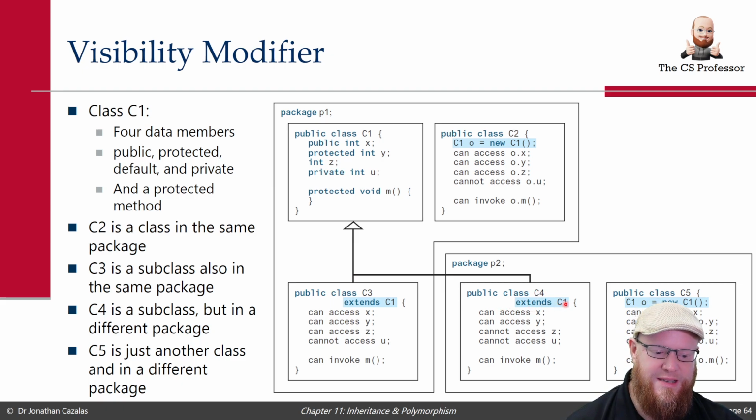Class C4, we're extending C1. We can access X because X is public. Even though we're in a different package, it doesn't matter, it's public. Of course, we cannot access U. U is private, it's only accessible within this class. But what about Y and what about Z? Well, Y is protected, Z was default. Default said you can only be accessed from within the same package. Therefore, Z was accessible here, but Z is not accessible by either of these classes over here in package P2 because they're in different packages.